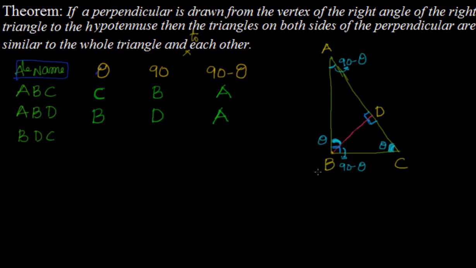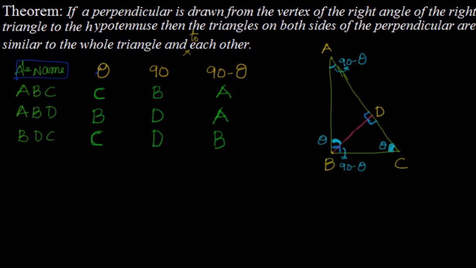Okay. Next BDC. If I go to BDC, where I have theta, theta is at C, and 90 degrees is at D, and 90 minus theta is at B. Pretty straightforward, right? Now what we have done, we have just taken one angle as theta. Based on that, we have found all the remaining angles. Now we have seen that all these triangles have theta, 90 degrees and 90 minus theta at different vertices. That means all these triangles are similar to each other.